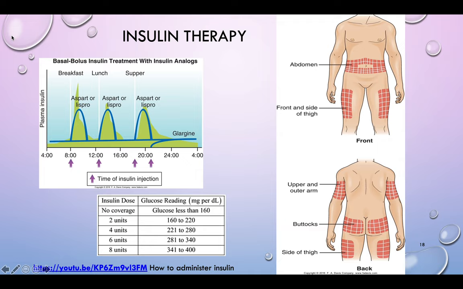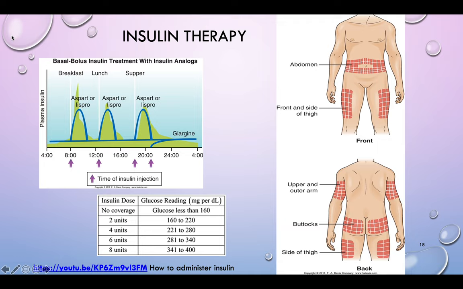Remember, you stay 2 inches away from the belly button, no scars, no bruises. Why would that be? Well, it doesn't metabolize properly in a scar or a bruise and in the belly button area. And besides, it would hurt. Upper arms, buttocks, thighs, belly, front thighs, anywhere where there's fat, you can inject insulin.